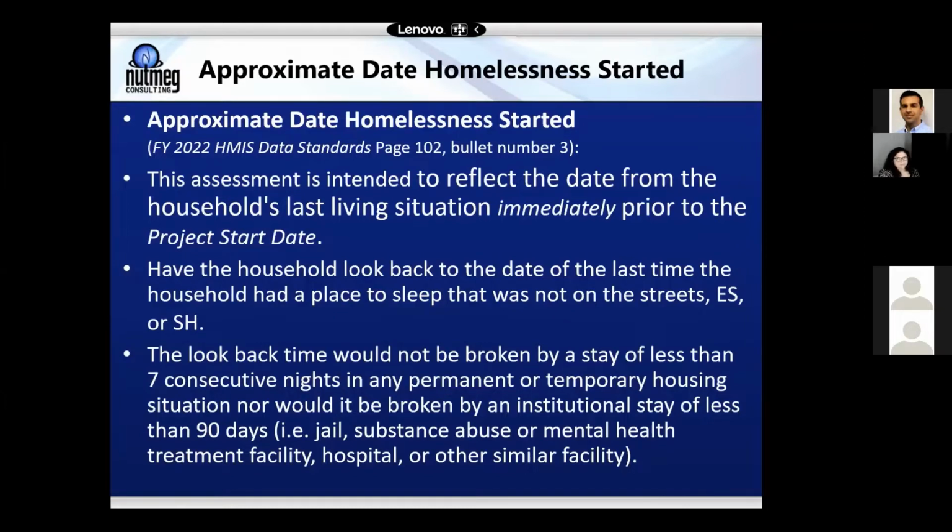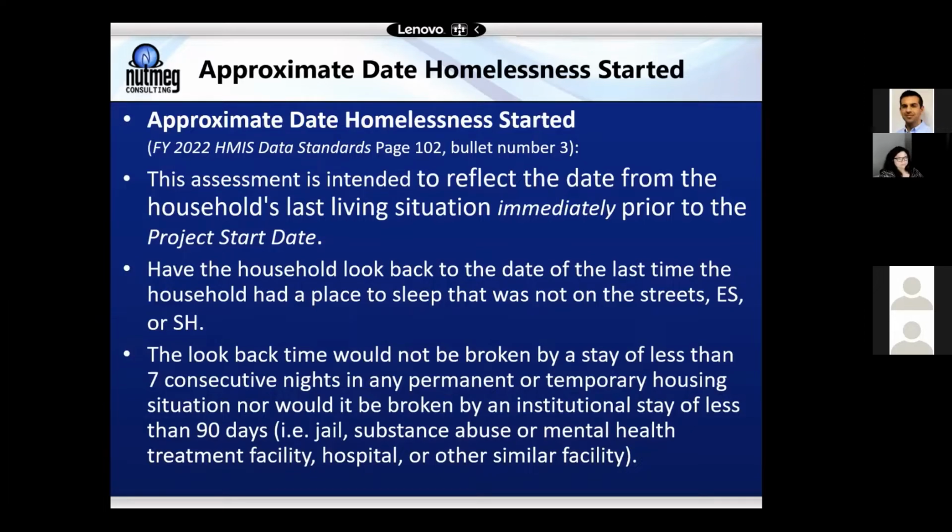So the key here being, when you sit down with the client and you ask them, what was your prior living situation immediately before coming to us? So if you're in an emergency shelter, and they say, well, just prior I was staying with friends and family, or if they say just prior I was living in my car or an abandoned building, those would obviously be the responses that you would provide.